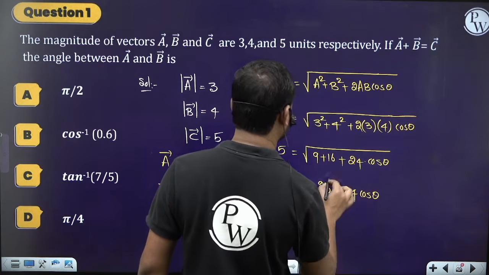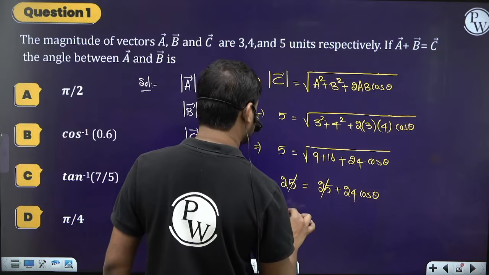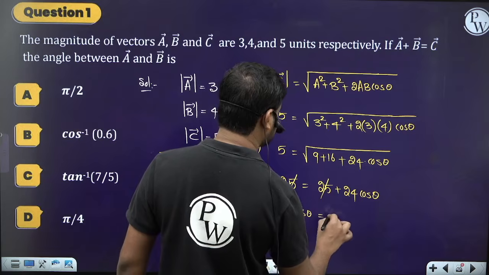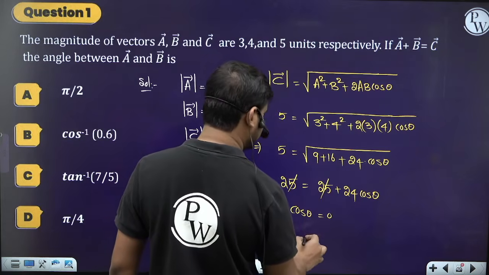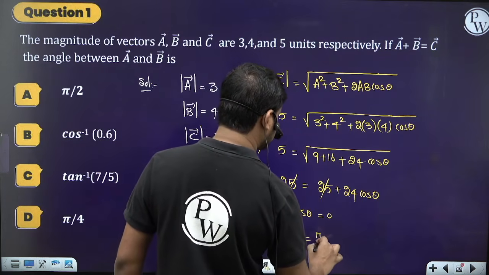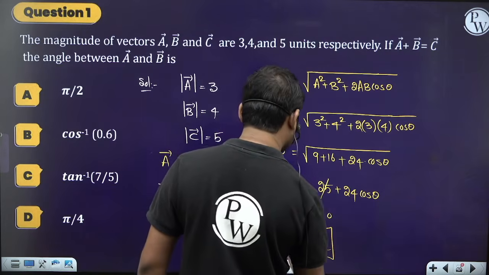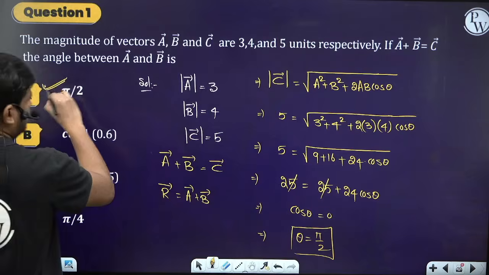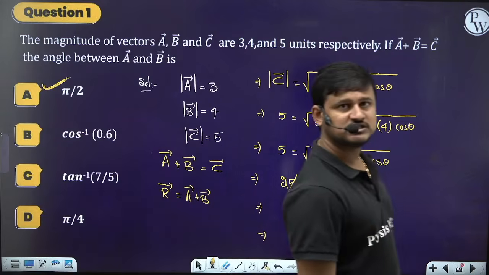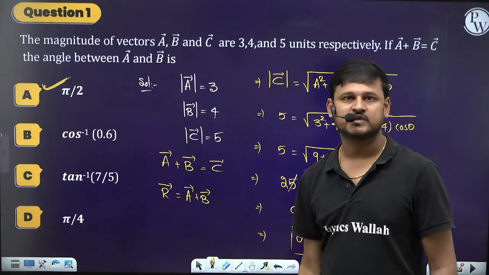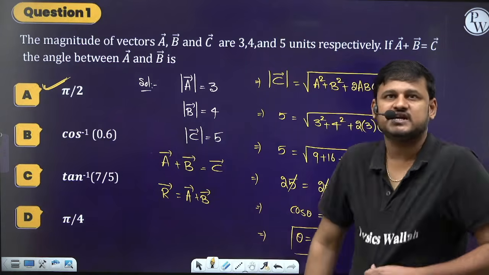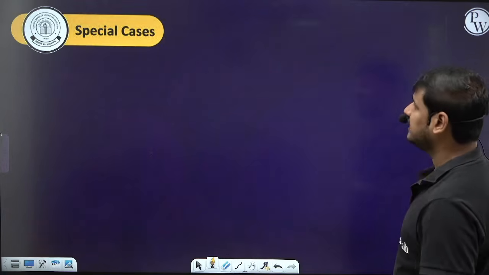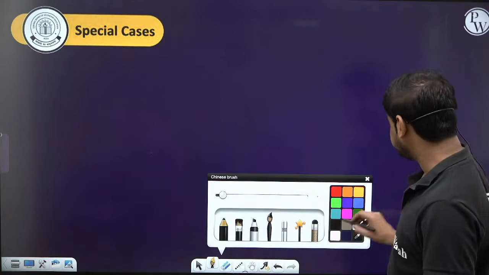So from here, the 25 cancels. So 24 cos theta is equal to 0. So cos theta is equal to 0. For which angle is cos theta going to be 0? Cos 90 degrees is 0, right? Therefore, the angle must be 90 degrees, which means pi by 2, cos pi by 2. In radians it's given, and you know the conversions from degrees to radians and radians to degrees. Simple question.